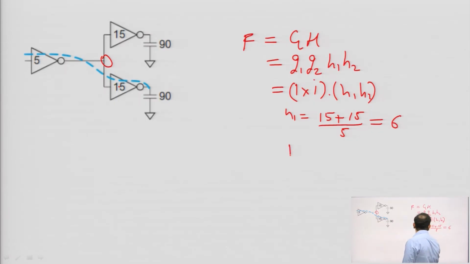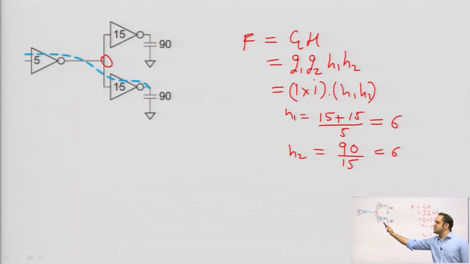Similarly, for H2, I see a load here, 90. If this is my chosen path, my output capacitance is 90, and my input capacitance is 15, right.